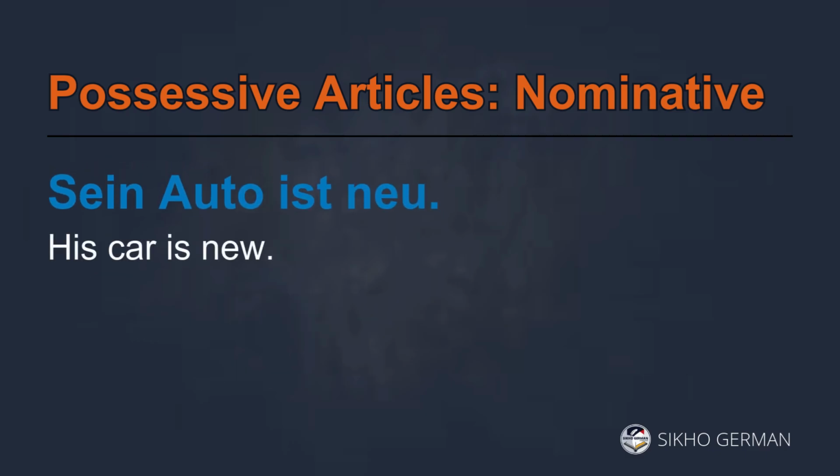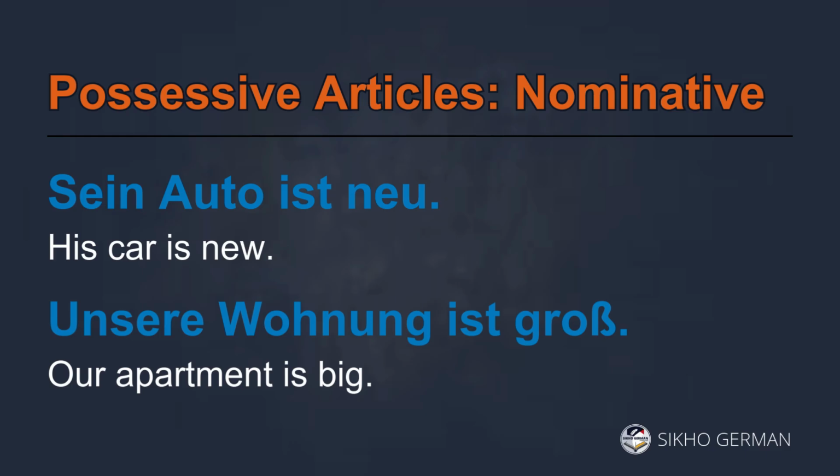Sein Auto ist neu. His car is new. The neuter noun Auto uses the possessive article sein in the nominative. Unsere Wohnung ist groß. Our apartment is big. The feminine noun Wohnung uses the possessive article unsere in the nominative.